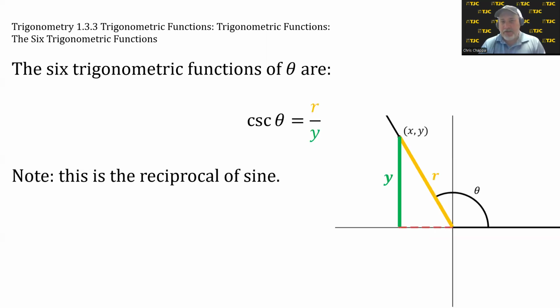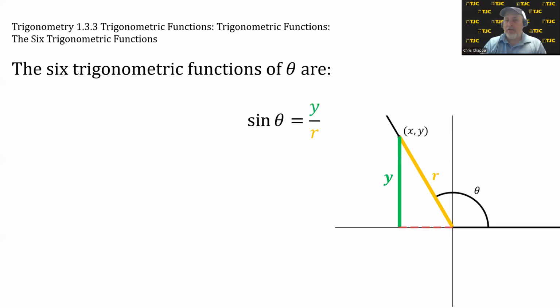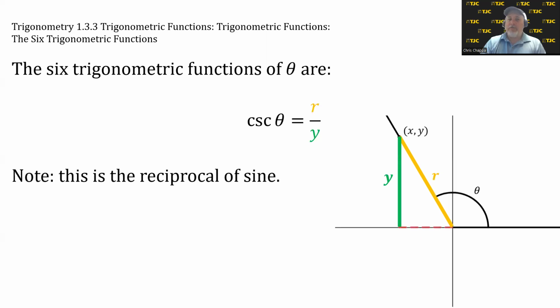Cosecant of theta is the ratio of r over y. And you may note that this is the reciprocal of sine, meaning instead of y over r, it's r over y. There's sine, y over r. There's cosecant, r over y.